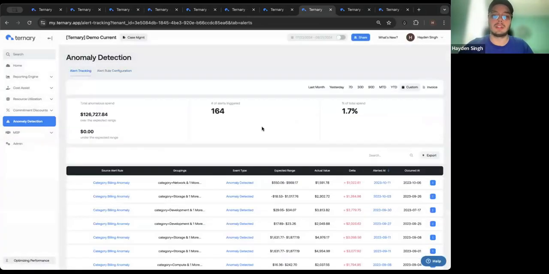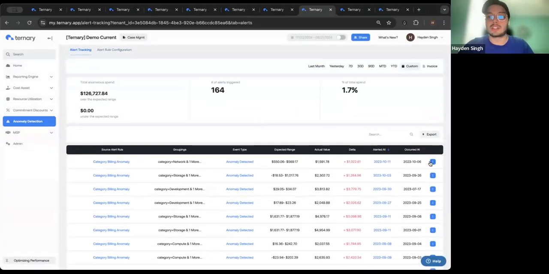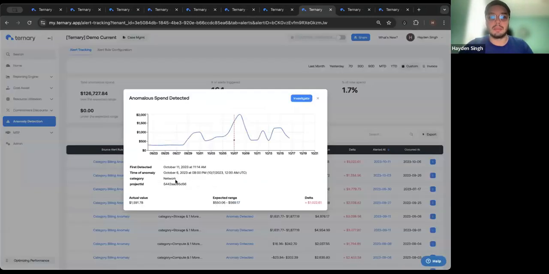Now, if I go back into the alert tracking here, one of the first examples we'll take a look at, or the top example here, is going to be a network spike that we actually had back in October. And so the expected range was about $550 to about $570, but the actual delta was about $1,000, with it shooting up to about $1,600 total. So I can go investigate this if I wanted.